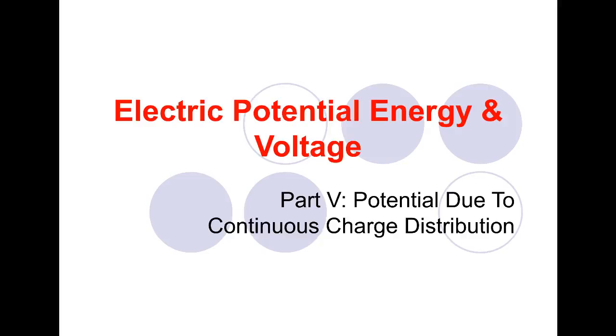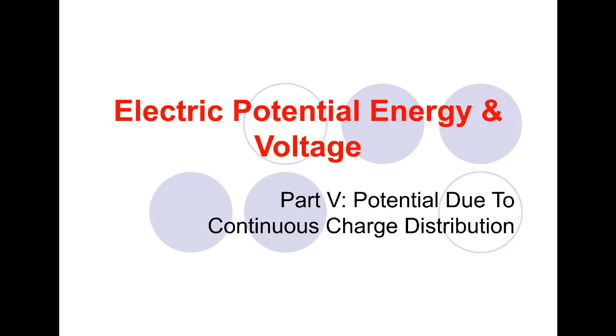Okay, welcome back everyone. We're going to continue our discussion of potential energy and voltage. And last time we calculated the electric potential from a continuous charge distribution. We did a ring and a disk. And we're going to continue by now looking at the problem of a sphere. And we'll start with a conducting sphere and then move on to insulating.